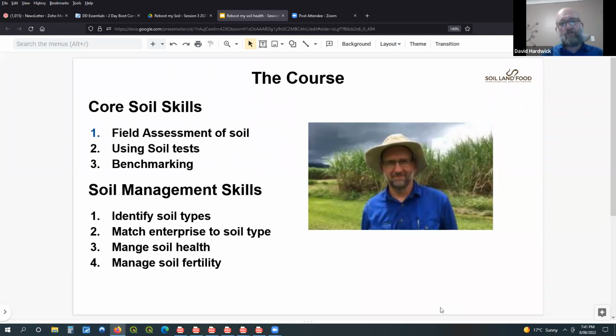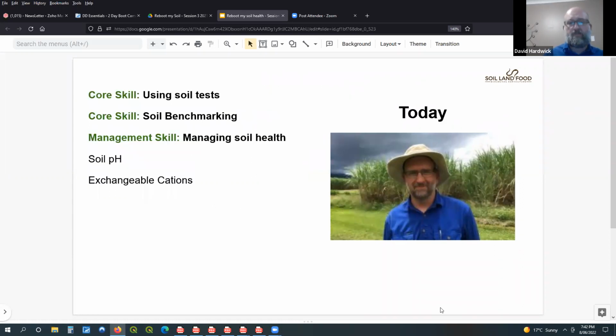So remembering those 3 core skills of field assessment of soil, using soil tests and benchmarking, that's what we've been practicing, core skills 2 and 3, and we're practicing the third of the management skills, which is managing soil health. Sorry, there's a spelling mistake there.